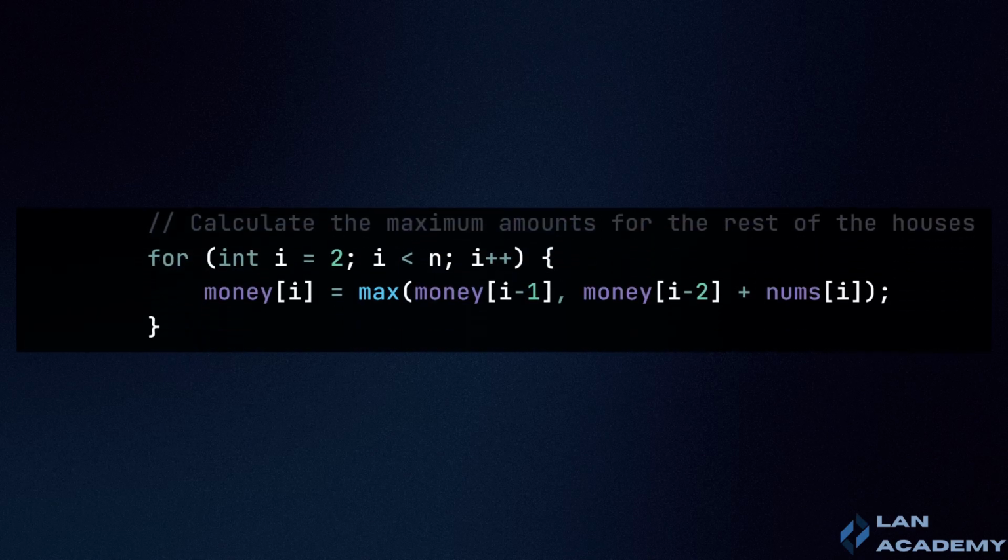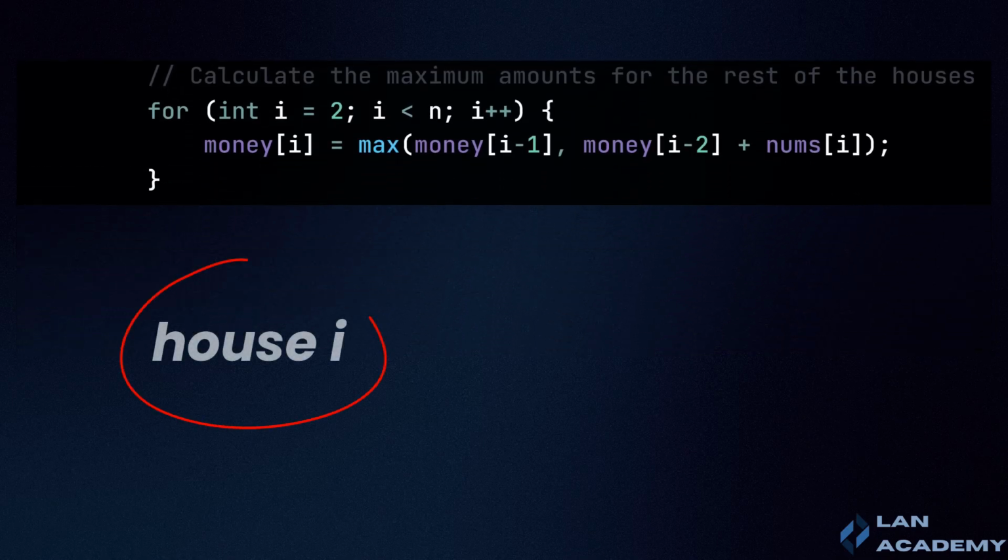Starting from the third house, i equals 2, I'll calculate the maximum possible amount for each house i using the recurrence relation. Money of i equals max of money of i minus 1, money of i minus 2 plus nums of i. This means that for each house, I decide whether to rob it and add the stolen money to the maximum amount up to house i minus 2, or not to rob it and keep the maximum amount up to house i minus 1.